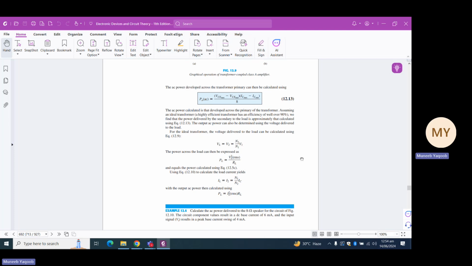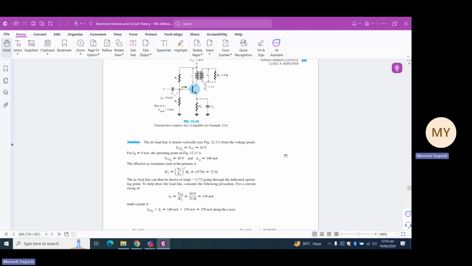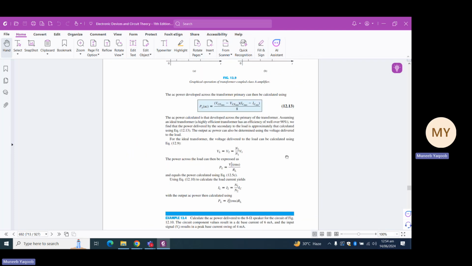basically PDC. So now to calculate the efficiency of a transformer coupled class A amplifier, or to find out the difference between a simple class A amplifier and a transformer coupled class A amplifier, we basically perform an example, that is example 12.4. In this example 12.4, they are saying to calculate the AC power delivered to the 8 ohm resistor speaker, that is, the output resistance is 8.